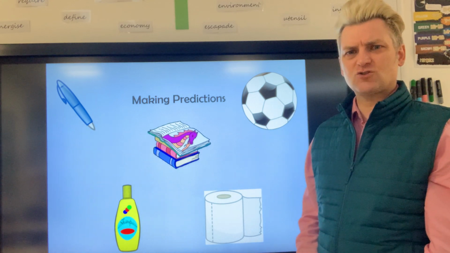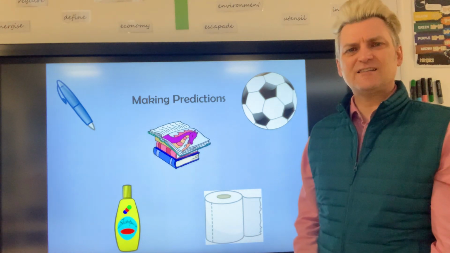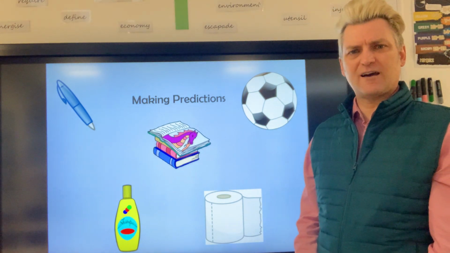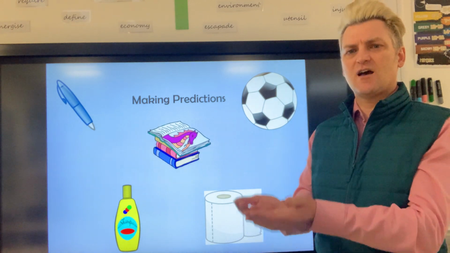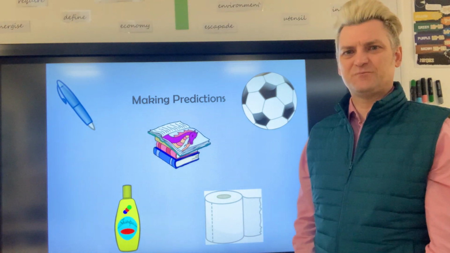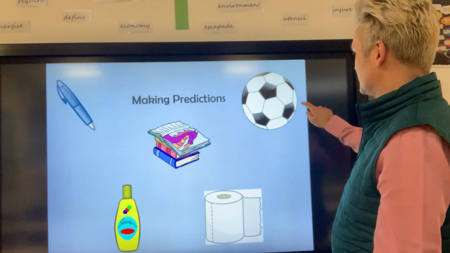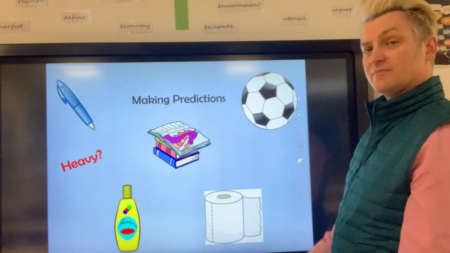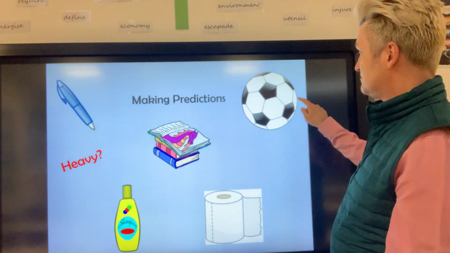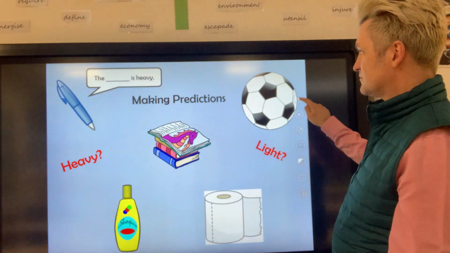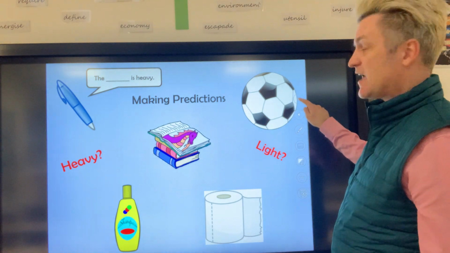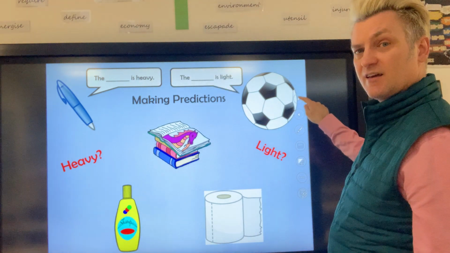Have a prediction and think, is it going to be heavy or is it going to be light? Say it first and then you can check afterwards by carrying it. Do you think you can do that? So remember, heavy or light? So the something is heavy, the something is light.